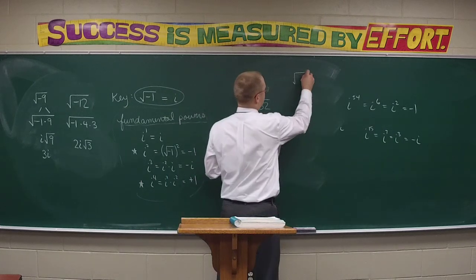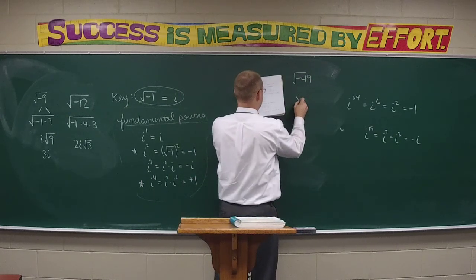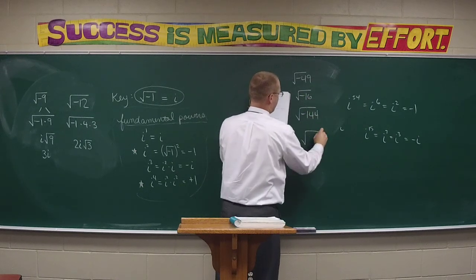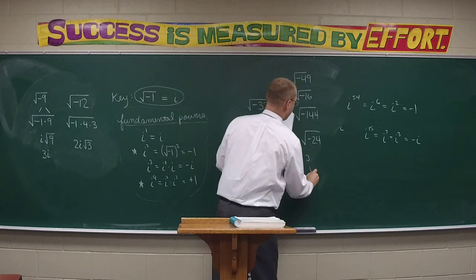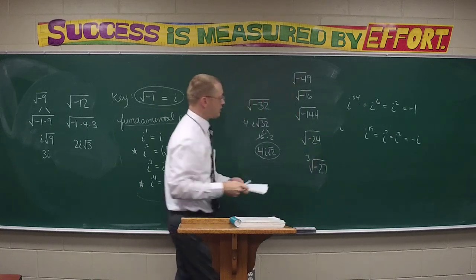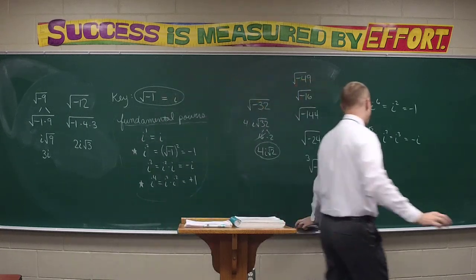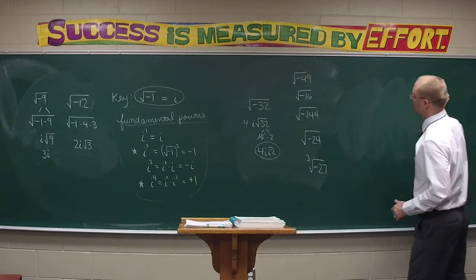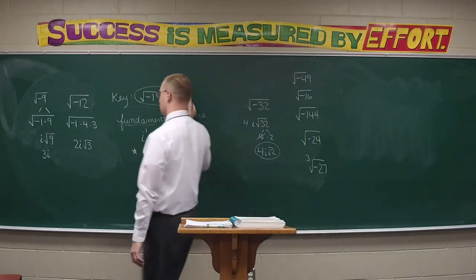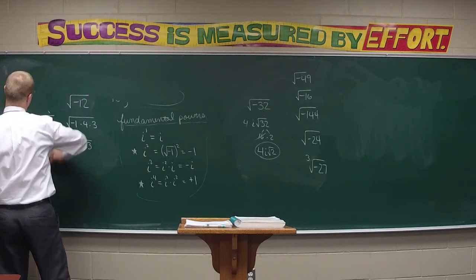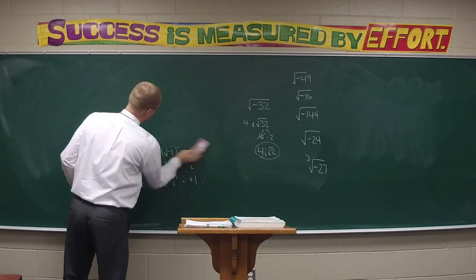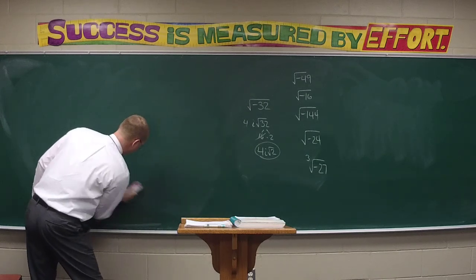So, if you have the square root of negative 49 at your seats, square root of negative 16, square root of negative 144, square root of negative 24, cube root of negative 27 at your seats. Simplify those 5 radicals. And anytime you got the square root of a negative, pull out your i.